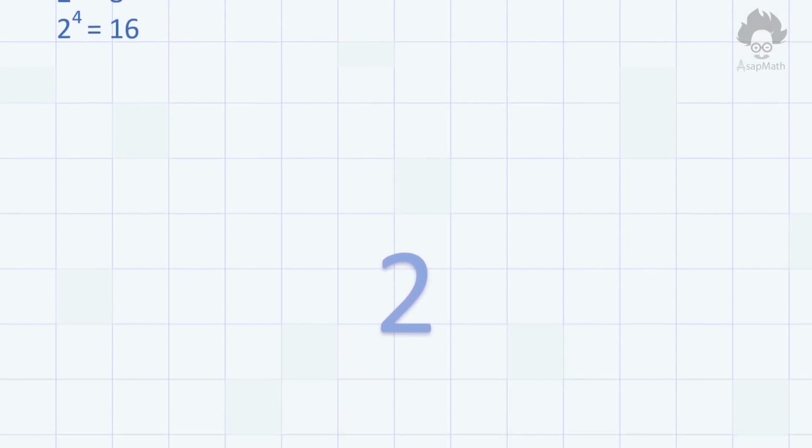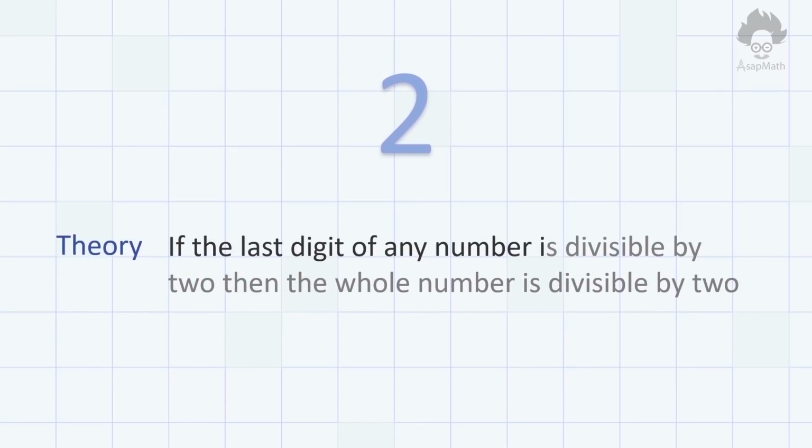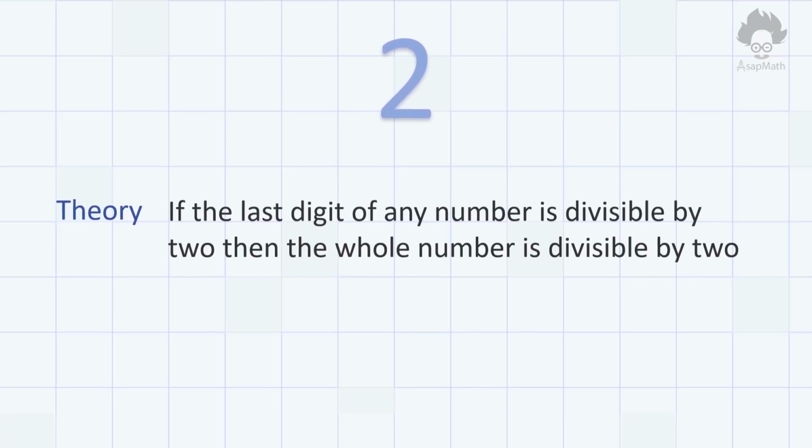Moving on to the first set. The first number is 2. If the last digit of a number is divisible by 2, then the whole number is divisible by 2. Let's consider a few examples. Here, the last digit is considered. 2 is a multiple of 2, so 32 is divisible by 2.